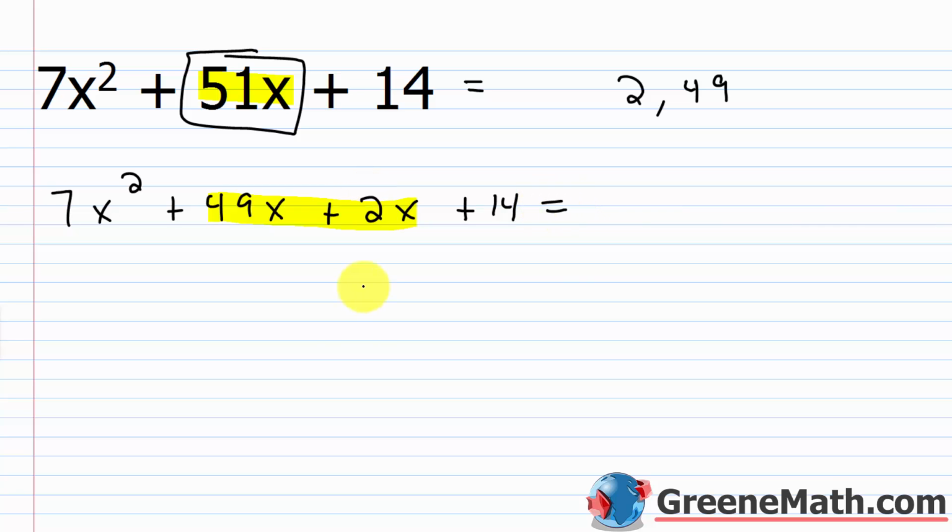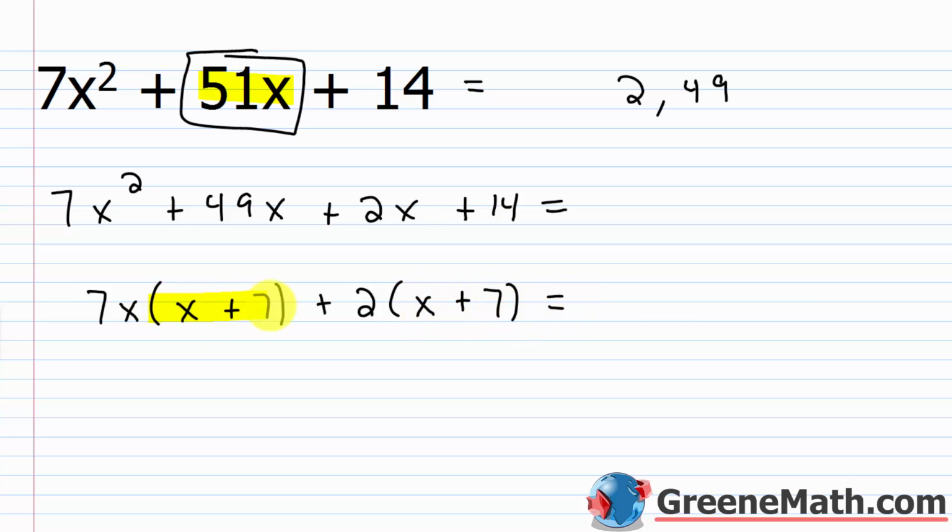All right, so now we want to factor by grouping. So I'm going to make the first two into a group and the last two into a group. From the first two, I can clearly pull out a 7x. So inside the parentheses, I would have x plus 7. From the second group, I can pull out a 2. And inside the parentheses, I would have x plus 7. So if I factor out my common binomial factor of x plus 7, I'm going to end up with an answer of x plus 7 times 7x plus 2. So that is the correct factorization of this 7x squared plus 51x plus 14.